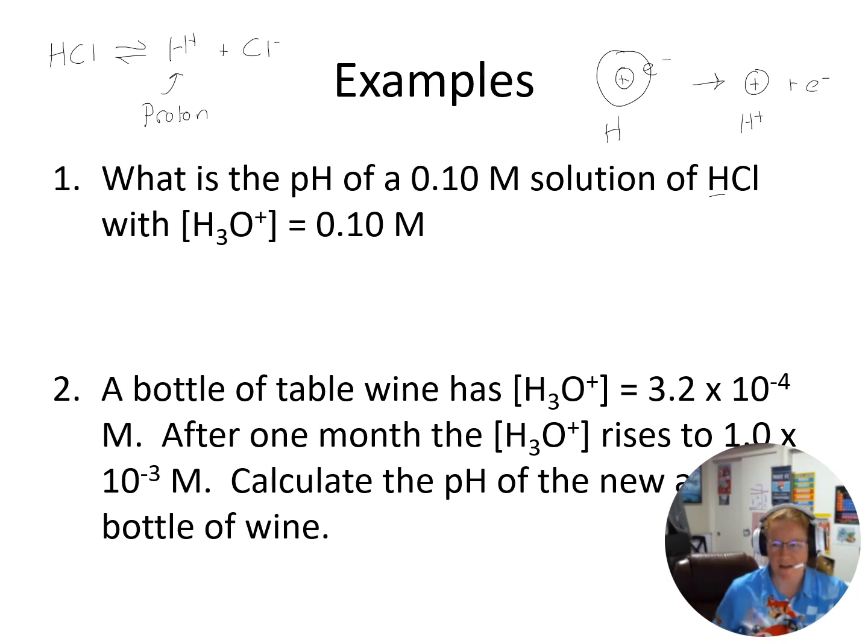Okay, so we've got this hydrochloric acid solution with a hydronium ion concentration of 0.1 molar. To get the pH, we're going to do the negative log of 0.1 molar.